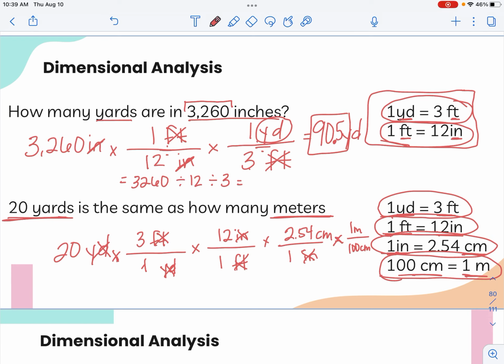Okay, so again, in my calculator, I want to multiply all the numbers on the top and divide by all the numbers on the bottom. So I'm going to start 20 times 3 times 12 times 2.54. That gives me 1828.8. Okay, and then what number's on the bottom? I know I have a 1, a 1, a 1, right? And then I have 100. So the ones I can ignore because that's not going to change anything if I divide by 1. But I do have 100 on the bottom that I need to divide by. So I get 18.288. Okay, something like that. And this would be meters.